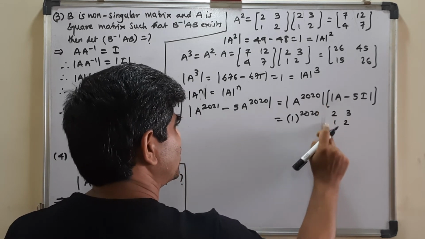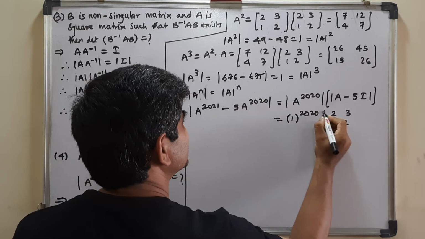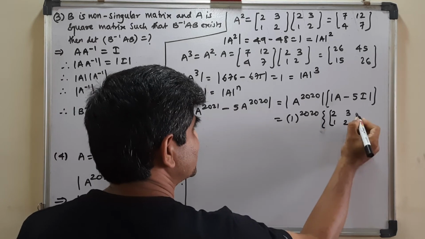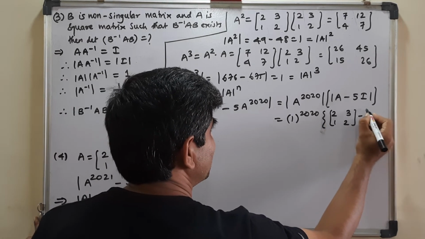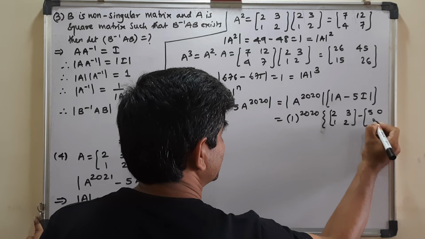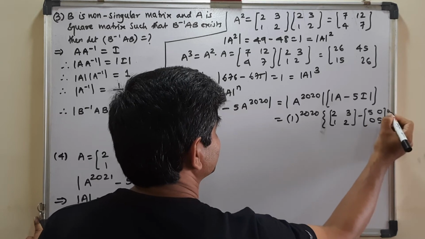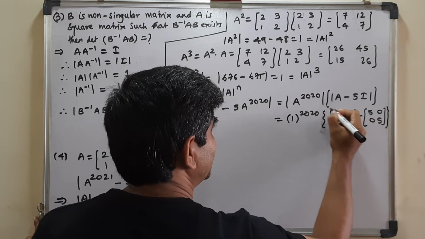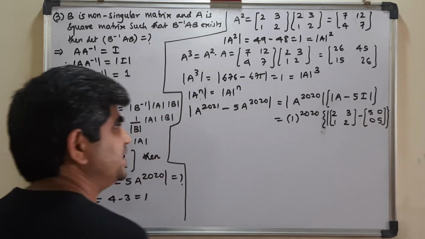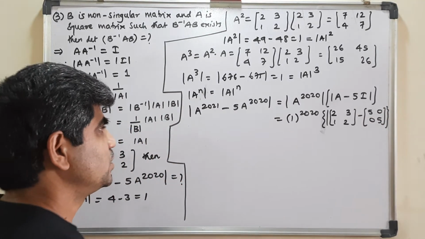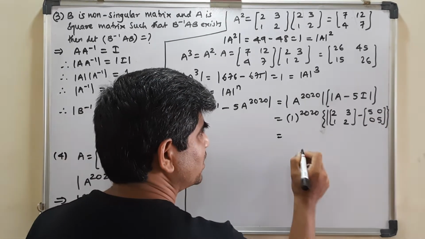I'll put a round bracket over here, and this minus 5i, that is 5005. Okay, and the determinant value of this, so the space is not there, so it is understood. So what I get here is this is 1, it is gone.